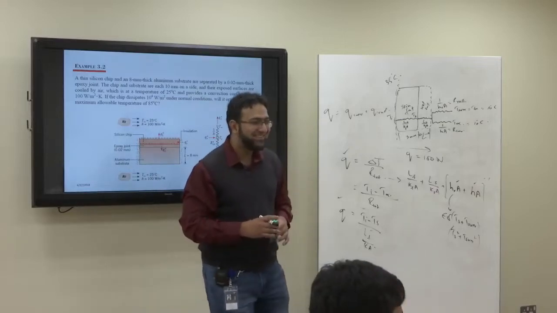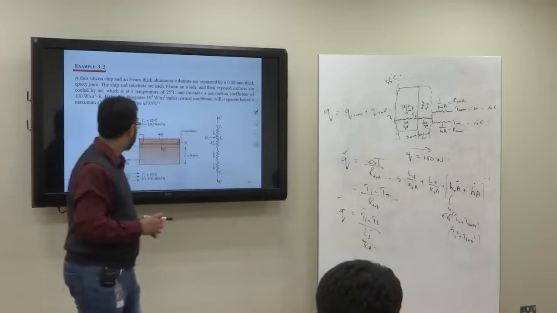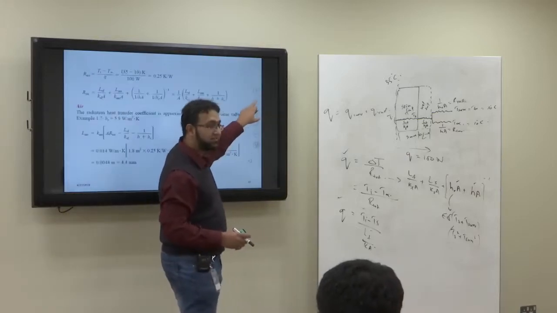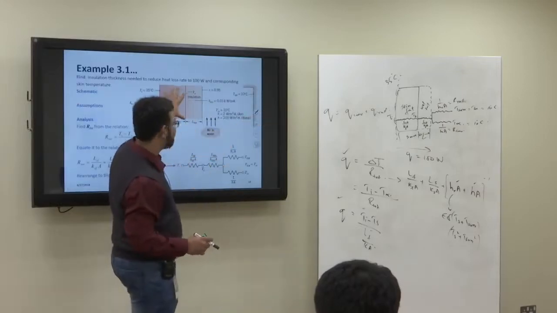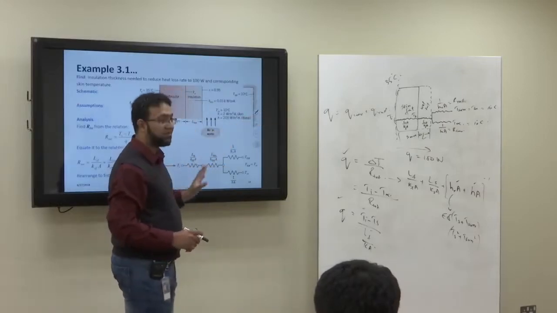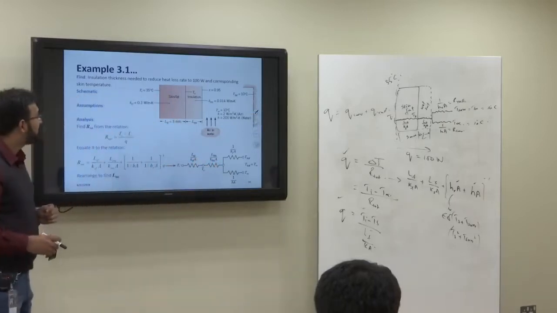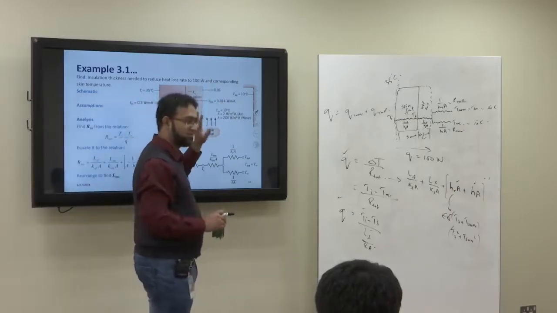Schematic like this in the exam? A schematic will be provided to you, but not with the heat circuit. So this will be provided to you, but this will not be there. You have to draw this thing yourself. Yes, with the numbers. This picture will be there as it is.